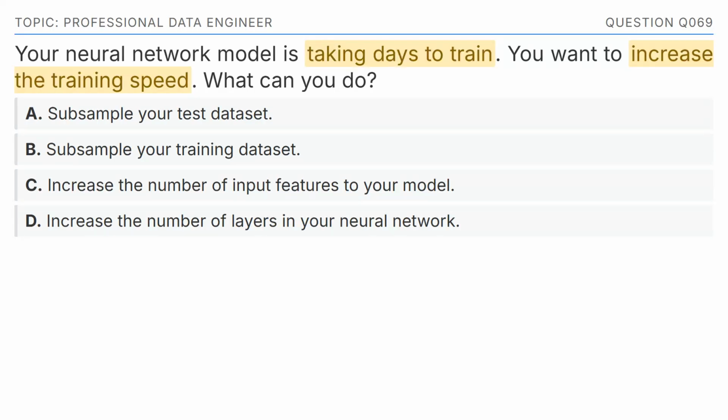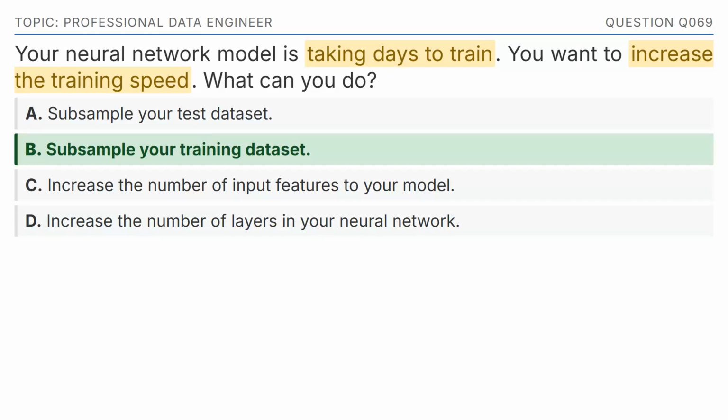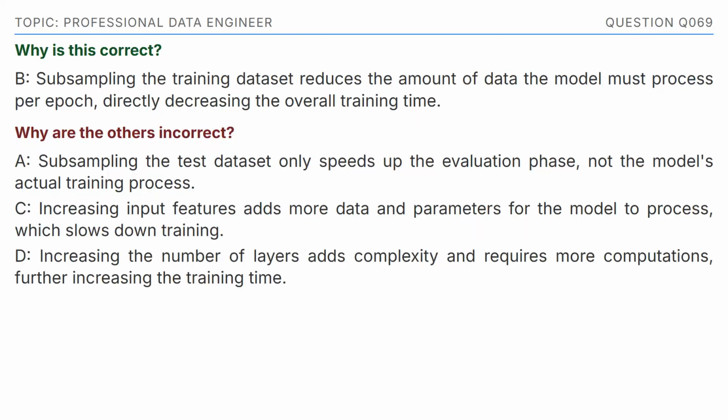To arrive at the correct answer, we focus on the keywords: taking days to train, increase the training speed. The correct answer is option B, subsample your training dataset. Why is this correct? B. Subsampling the training dataset reduces the amount of data the model must process per epoch, directly decreasing the overall training time. Why are the others incorrect?